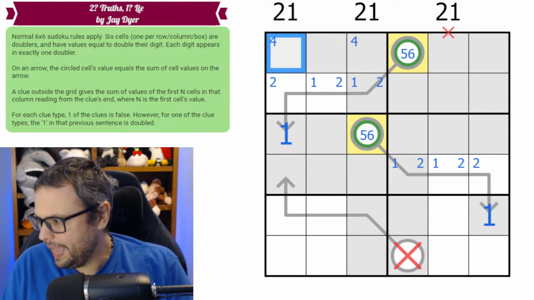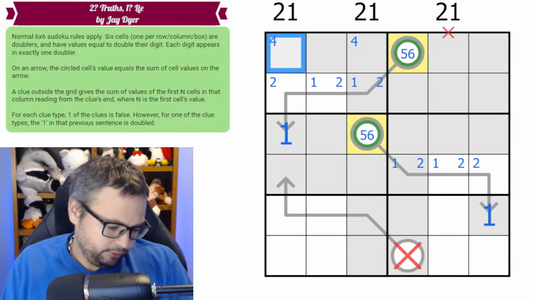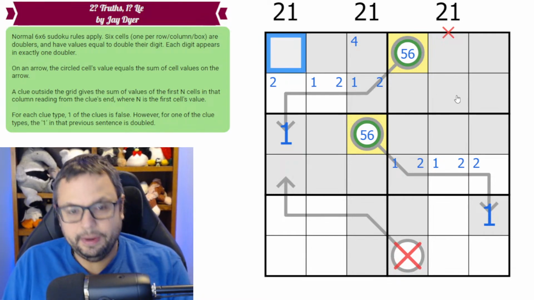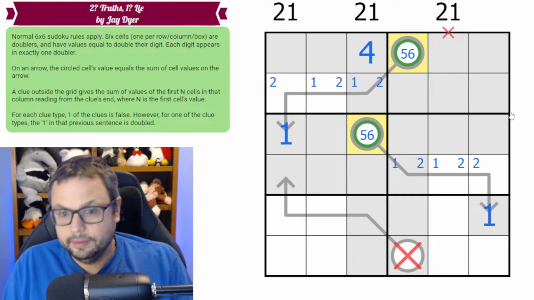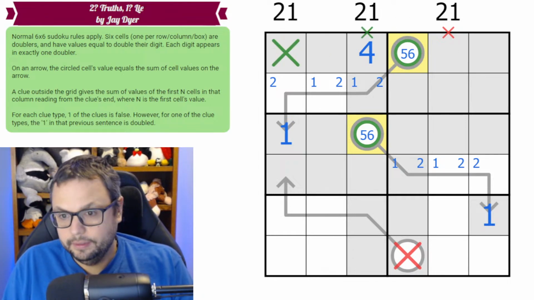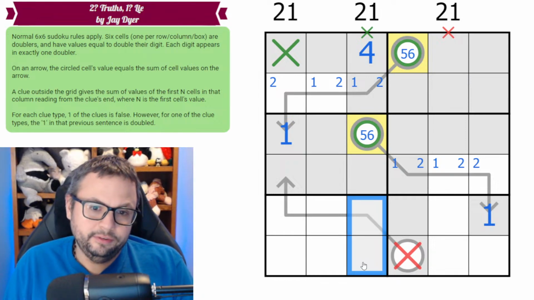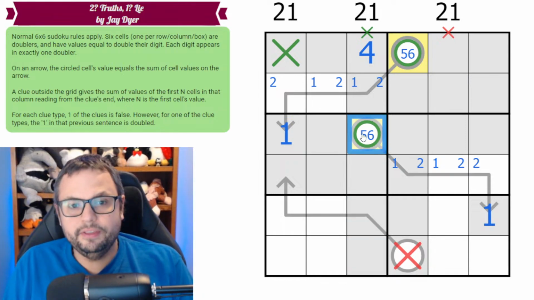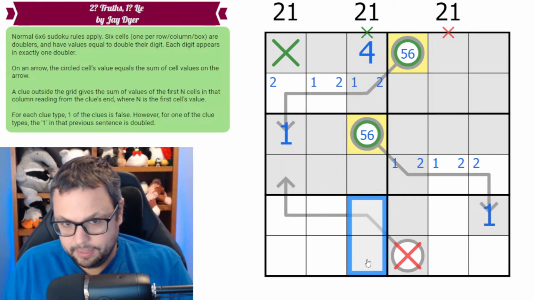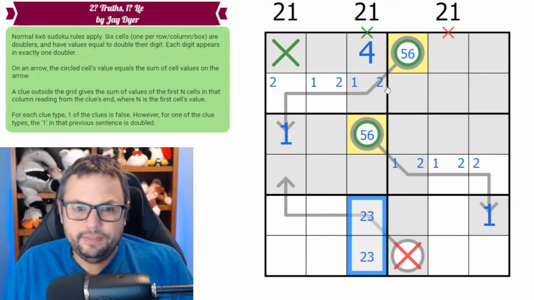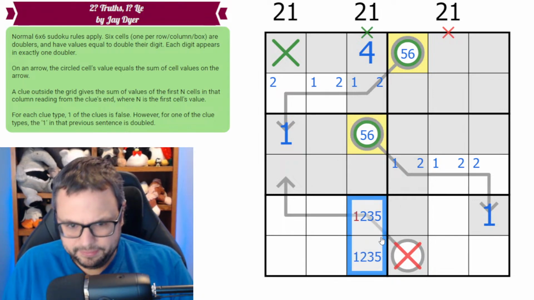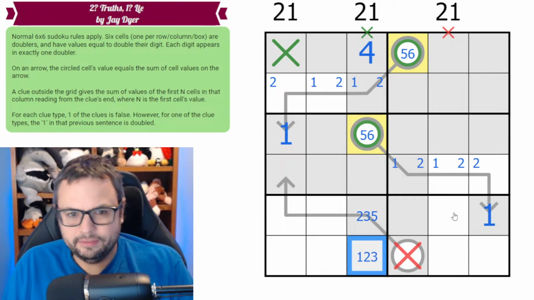Oops. Stop it. So there we go. So this is the 4. This is the correct one. This is the incorrect one. And these two digits, so if this is a 5, then these would be 2, 3. And if this is a 6, these would be 1, 5. And that's not a 1, so that's not a 5.